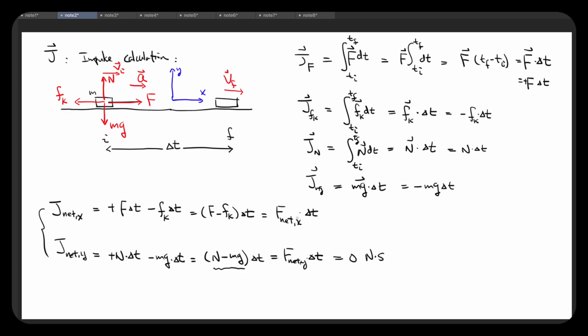Now in this direction, it's not in equilibrium. The object is accelerating, so we cannot get this to 0, but we can use Newton's second law. So let's see. Before we do that, let's write down the momentum.